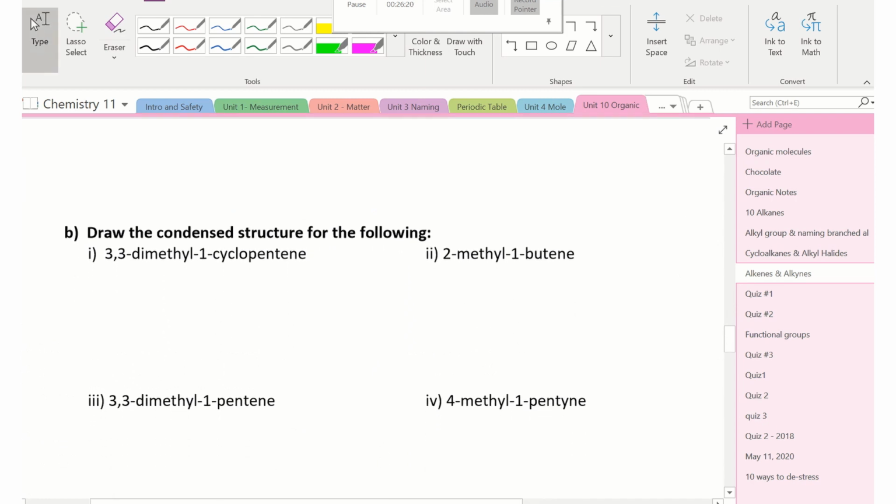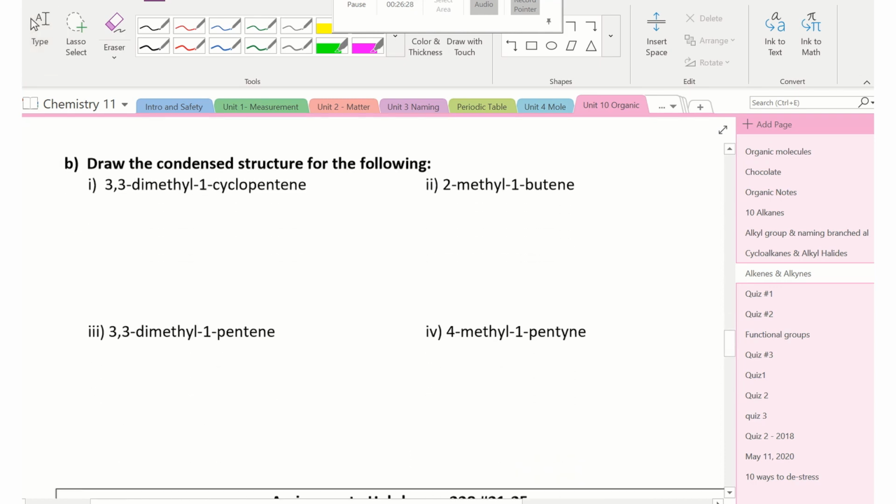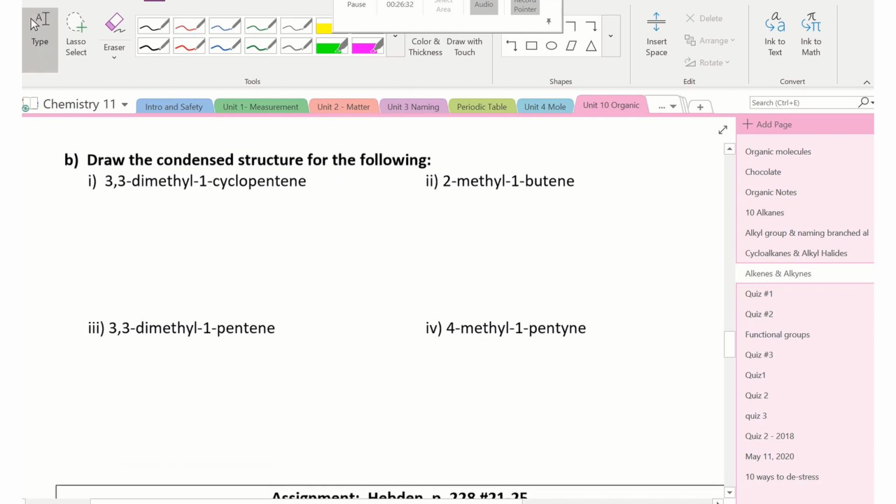I'm going to have you do the opposite. We did all the namings. Now let's do the drawings. Pause for a second and try to draw these yourself. Give it a try. I'm sure you can do it. Okay, I'm going to show you the first one together.